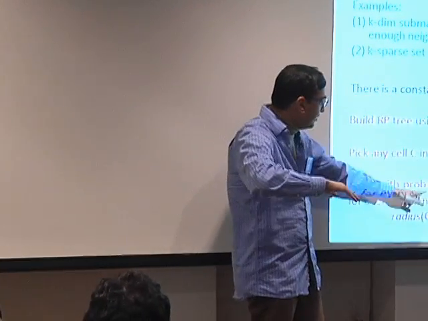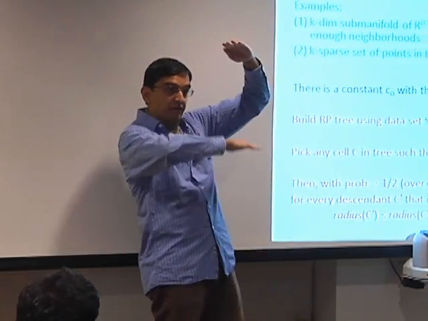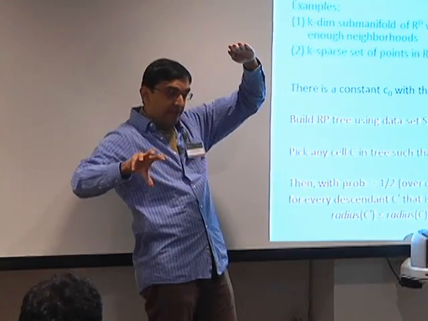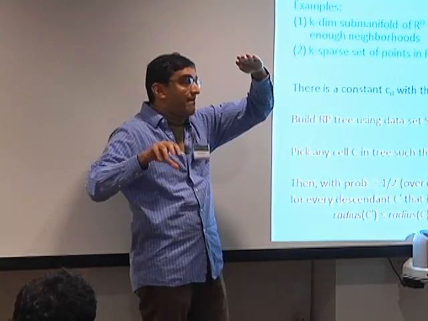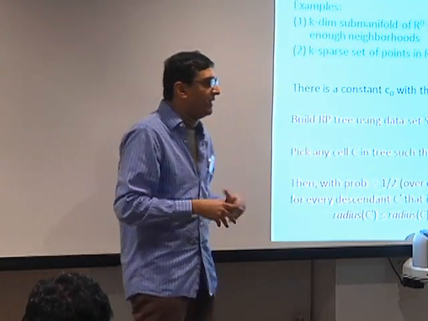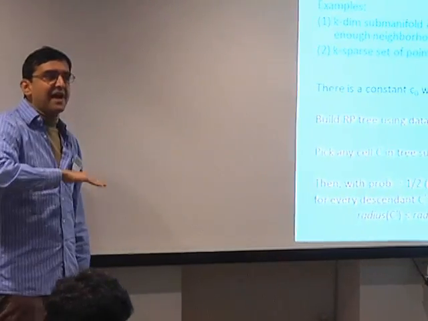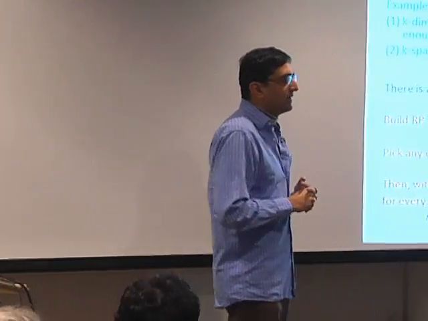Then if you go d log d levels down further in the tree, every cell down there will have half the diameter of the starting cell. Okay? So basically, you halve the diameter every little d log little d levels. And so it was a much better rate than is achieved by KD trees.